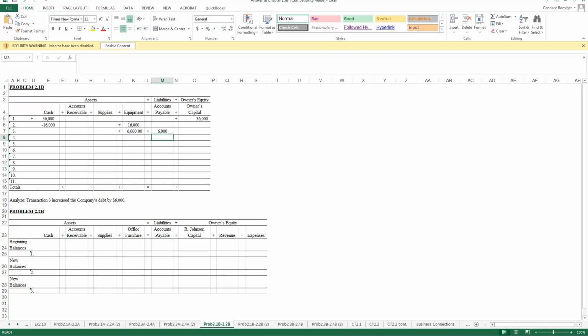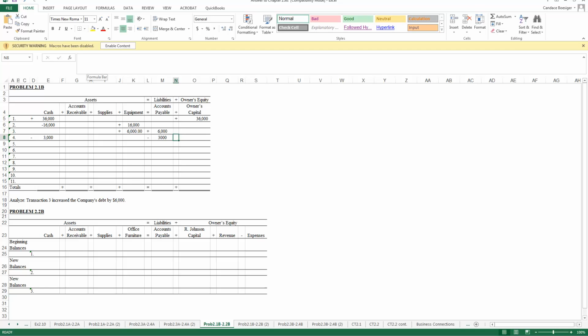Next one, paid $3,000 in cash to a creditor. So that means our cash is going to go down by $3,000. And our accounts payable is going to go down by $3,000.